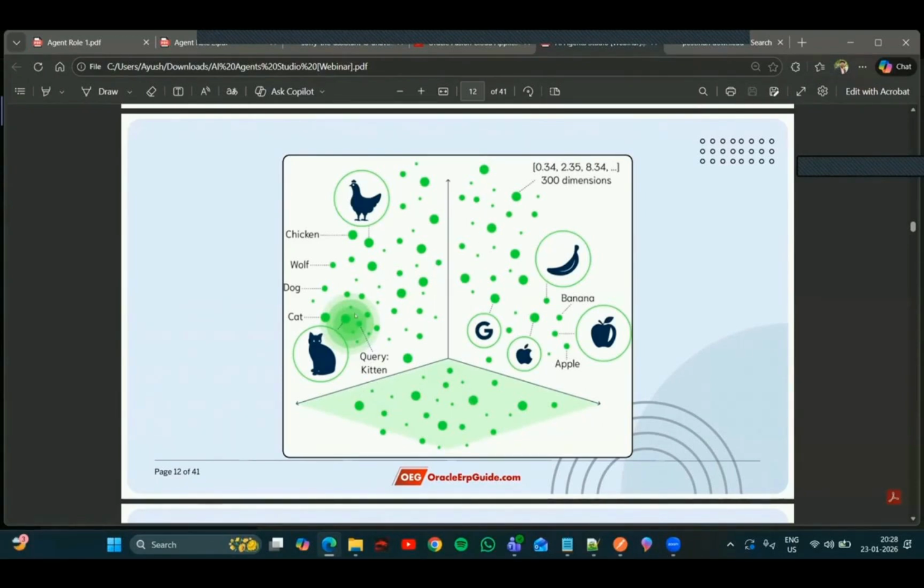If you could see here, cat is this small dot over here, and kitten is placed next to it, and a dog is relatively close to it, but a wolf is further from it. And if you see, we have apple, which is completely on a different plane. So what you should understand from this picture is, who makes this graph?